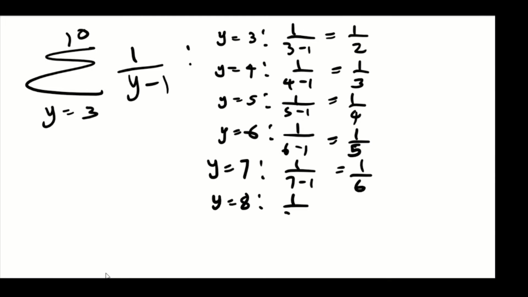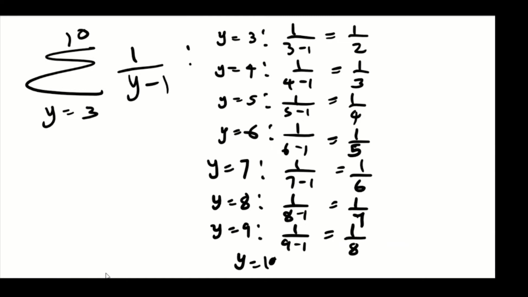We have 1 over 8 minus 1 is equal to 1 over 7. For y equals 9, we have 1 over 9 minus 1 equals 1 over 8. For y equals 10, we have 1 over 10 minus 1 is equal to 1 over 9.